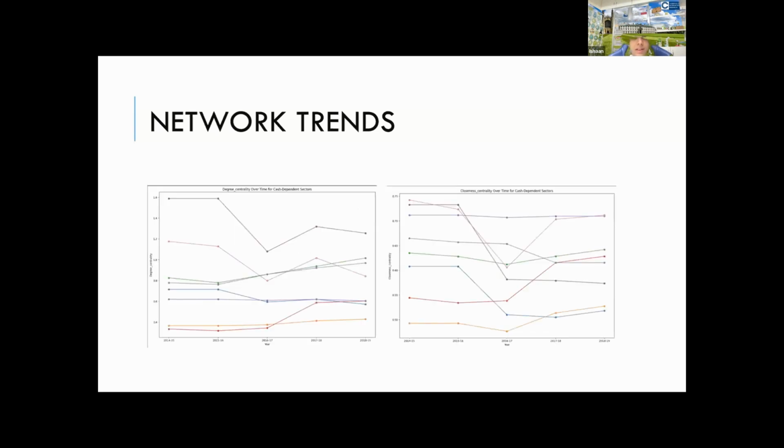This is evidenced by these graphs, where the degree centrality and closeness centrality for cash dependent sectors saw a sharp decline in 2016. However, they managed to recover and go further ahead in 2017 and 18.